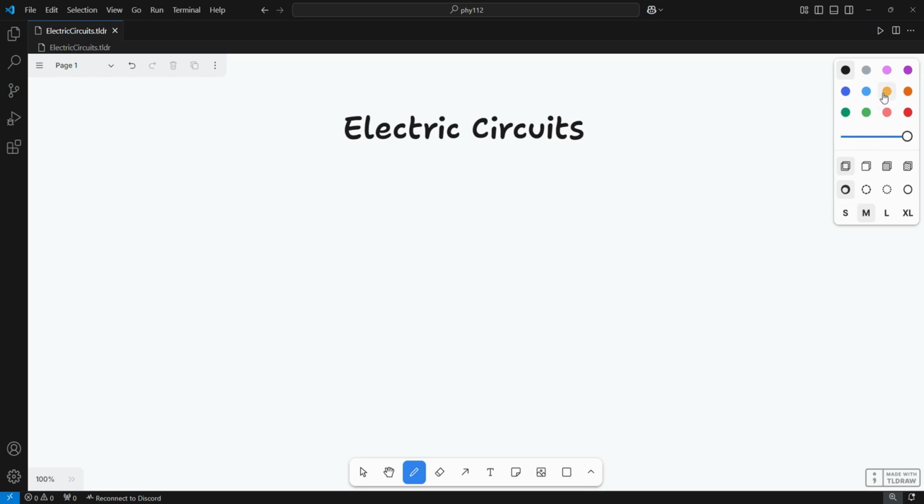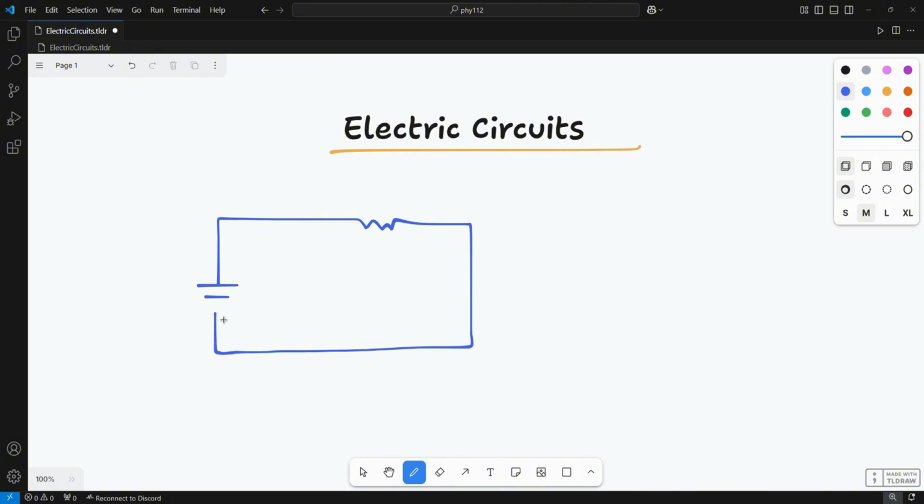Hello guys, so today we'll be learning about electric circuits and various laws that help us to solve problems related to this. So just let me quickly draw a diagram for you guys of an electric circuit. Suppose this is a battery, an ideal one, and this is a resistor, and the circuit is a really simple one, it ends over here.